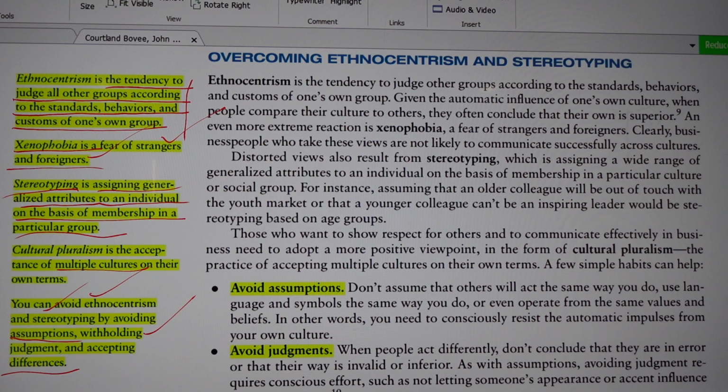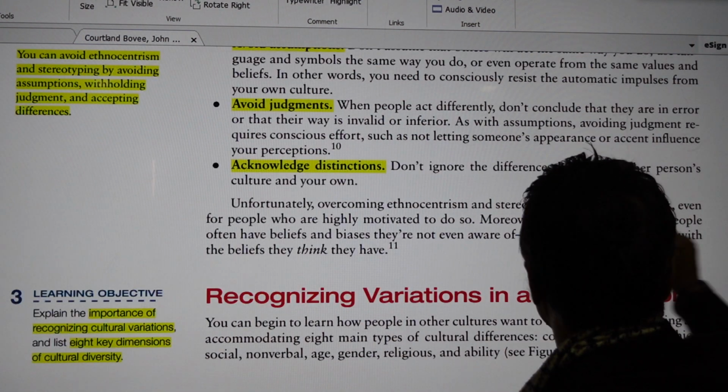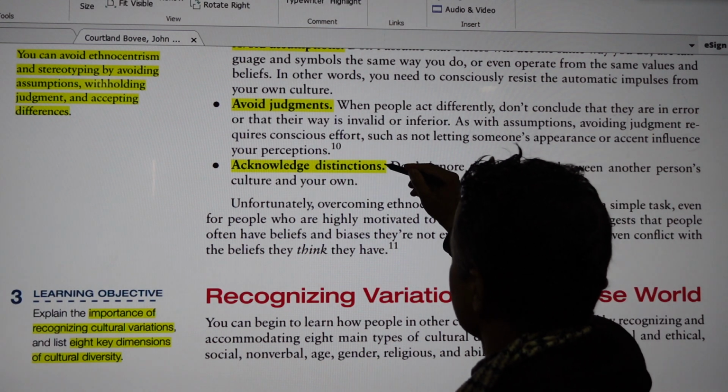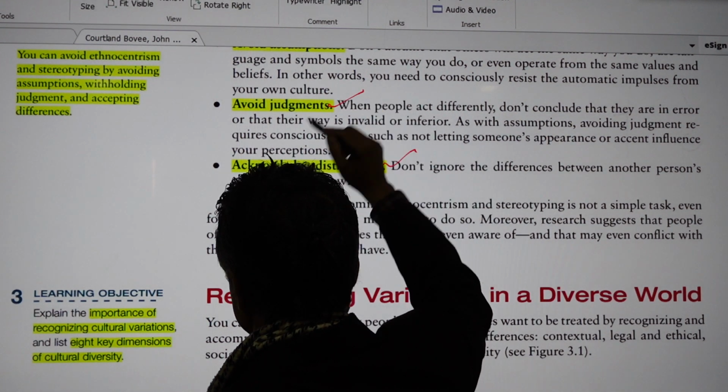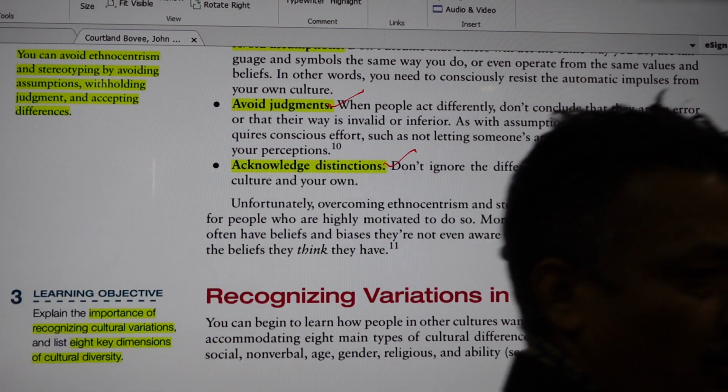Never. If you are working with a person from another culture, never assume anything unless you have tasted. Do not judge people. Simply because she's different, she's bad. No. Do not judge. Okay, hope you are noting down as fast as I am teaching you. Accept differences. Avoid judgments. Okay. We have done learning objective 2.